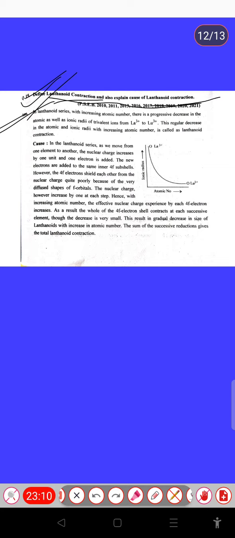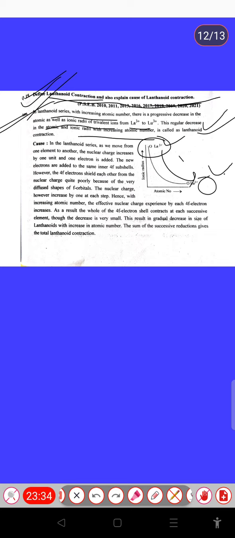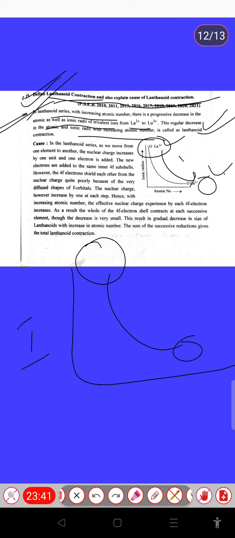The steady decrease in atomic and ionic radii with increase in atomic number is called lanthanide contraction. So in the lanthanide series, with increasing atomic number, there is a progressive decrease in the atomic as well as the ionic radii of the trivalent ions, from lanthanum La3+ to lutetium Lu3+. The regular decrease in atomic and ionic radii with increase in atomic number is called lanthanide contraction. As you can see, the size decreases and becomes smaller.